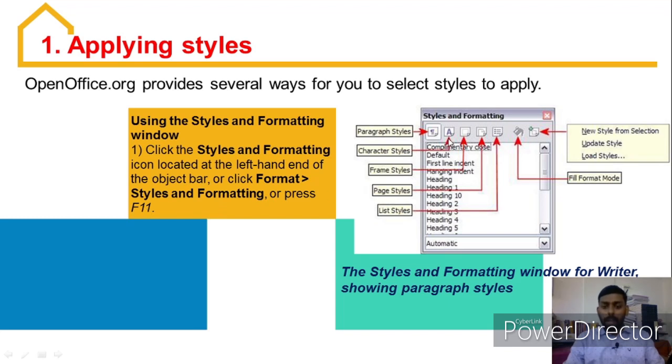That's a shortcut, and it looks like this. You can see different options: paragraph styles, character styles, frame styles, page styles, list styles, and fill format mode. Then there are some other modes as well. This is the Styles and Formatting window for Writer, that is OpenOffice Writer, which is what we're using, showing paragraph styles.